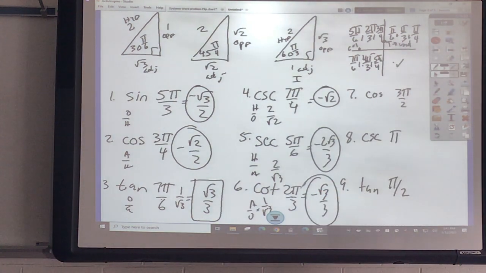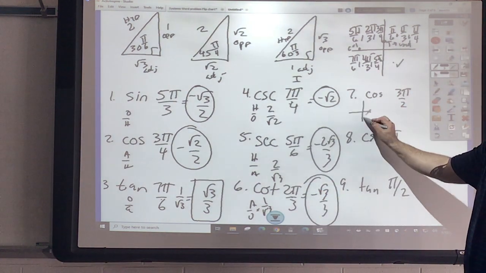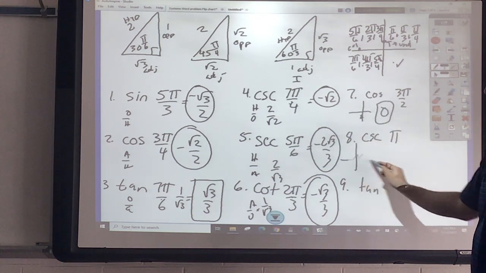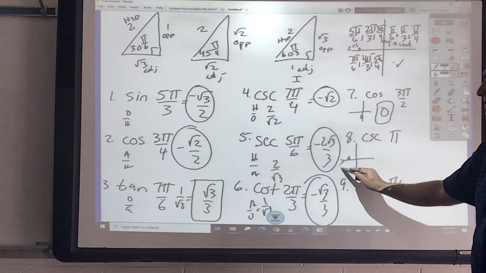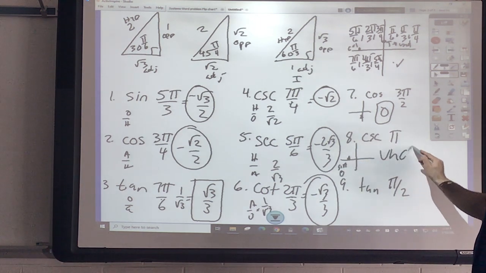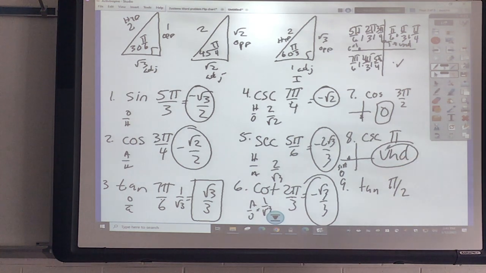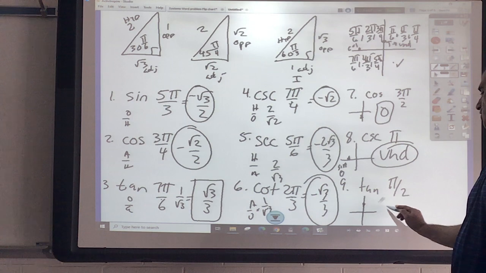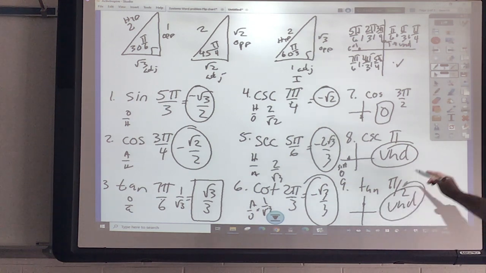All right, on this one, this would be here. If I look at my chart, I see that that's 0. For this one, that would be here. I see that sine will be 0, so what would cosecant be? That would have to be undefined, okay? Tangent of pi over 2 is here, and if I look at my chart, that's also going to be undefined, okay?